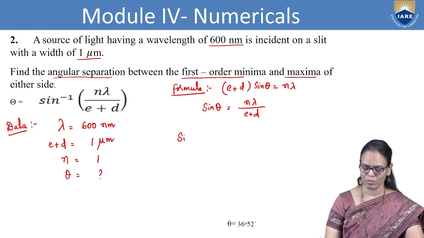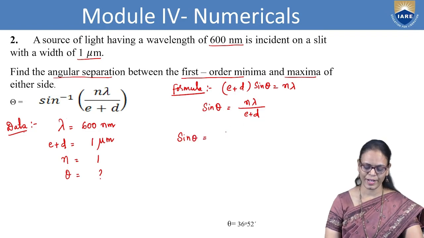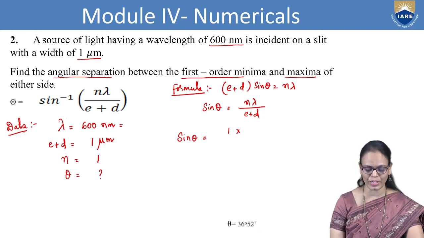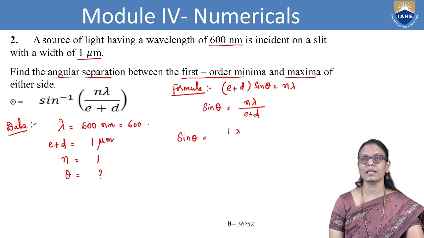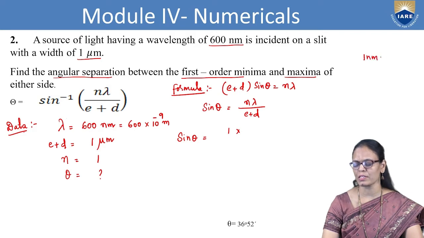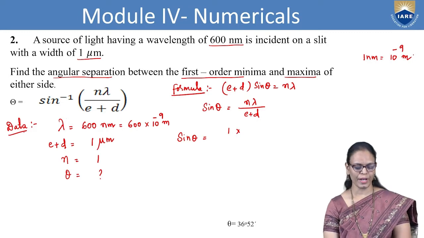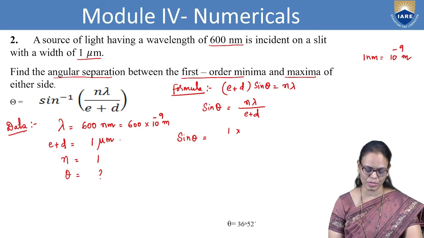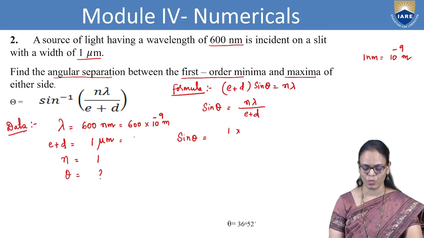So what is sine theta equal to? n is 1. Lambda is given in nanometer, so we need to convert it into meter: 600 into 10 power minus 9 meter. 1 nanometer is 10 power minus 9 meter. And then the width is given in micrometer, so we need to convert this also. 1 micrometer is 1 into 10 power minus 6 meter.